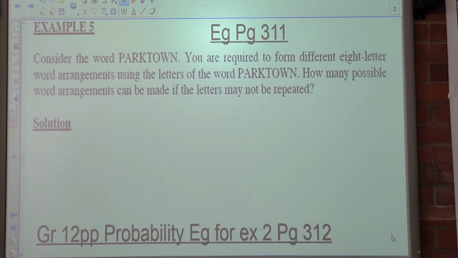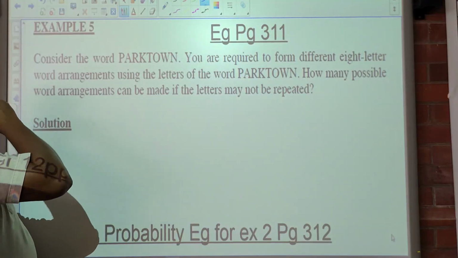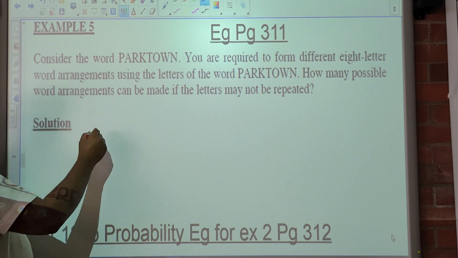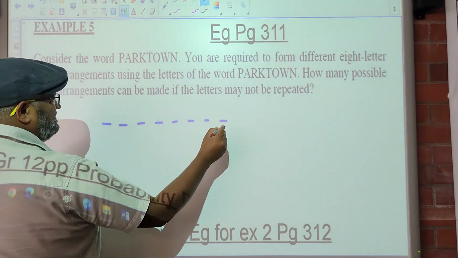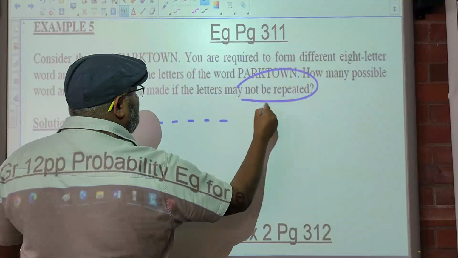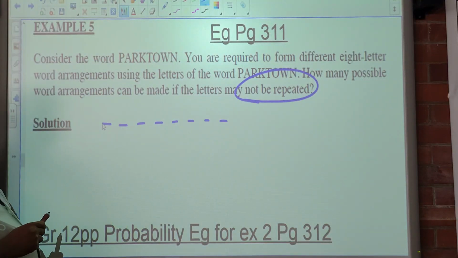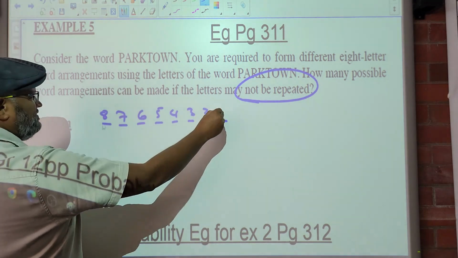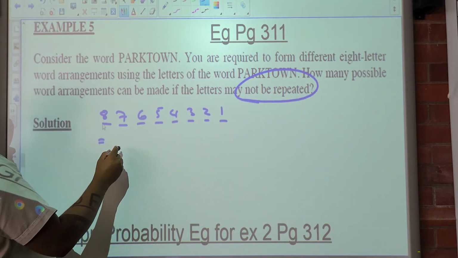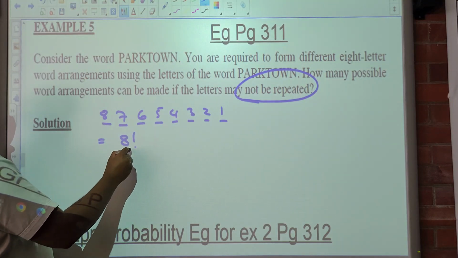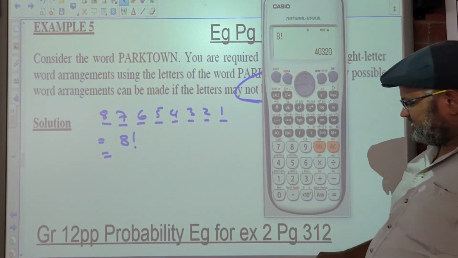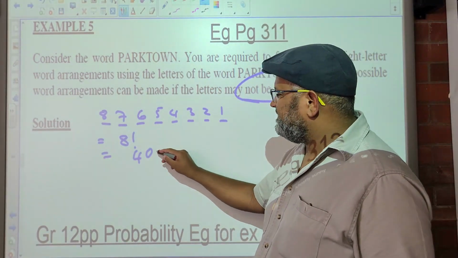Alright, so example 5. We're considering the word part time. As we said, the letters may not be repeated. So how many birds would I draw? 8. 1, 2, 3, 4, 5, 6, 7, 8. How many options do I have for the first bird? 8. Then 7, then 6, 5, 4, 3, 2. This can be written as 8 factorial, which is 40,320.